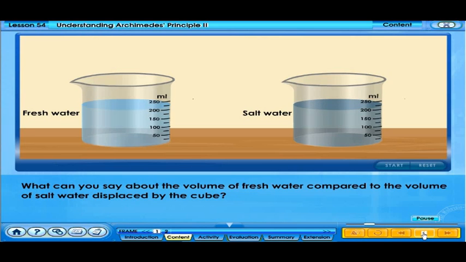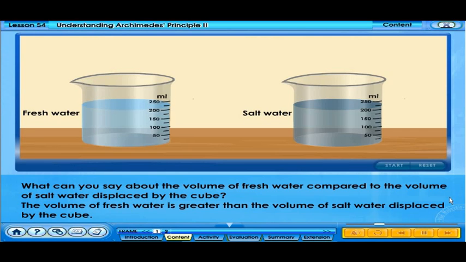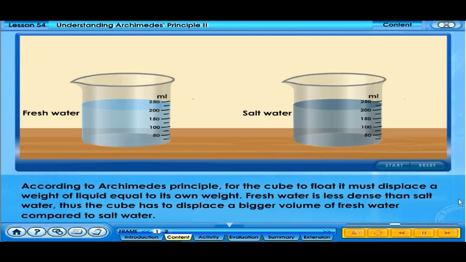What can you say about the volume of fresh water compared to the volume of salt water displaced by the cube? The volume of fresh water is greater than the volume of salt water displaced by the cube. The cube floats higher in fresh water than in salt water.